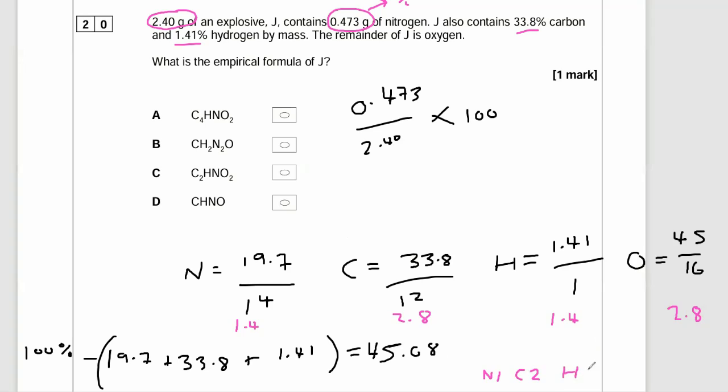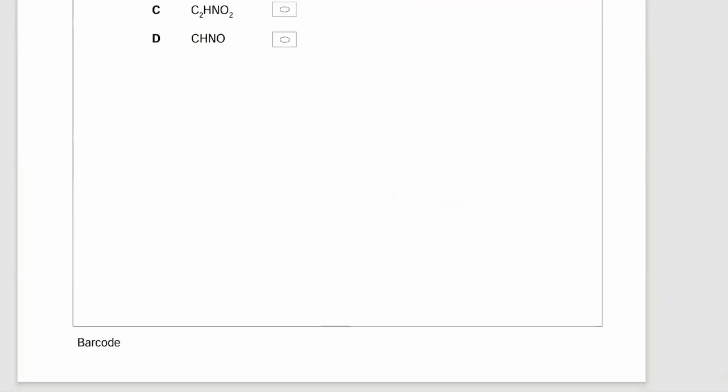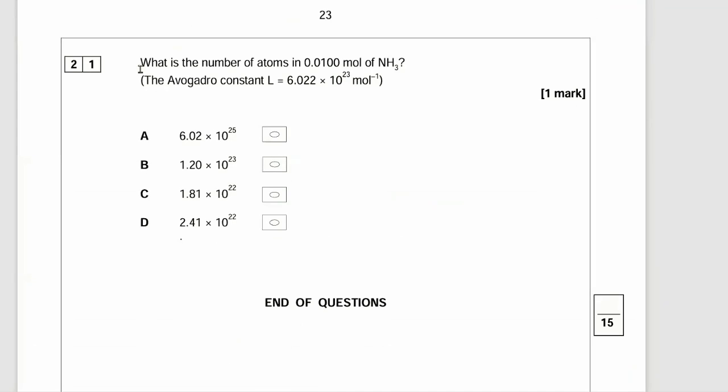Now, which formula matches that? So I've got N1, C2, H1, O2. That's not in the correct order. So we've got C2HNO2, and that is C. Beautiful. All right, guys, we got to be going to the final question.